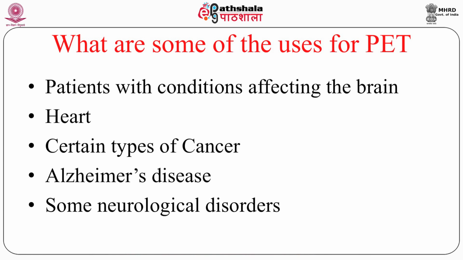What are some of the uses of PET that we should know? For a patient with a condition affecting the brain, you can find out, as I am emphasizing on every slide, heart, certain types of cancer, Alzheimer's disease, some neurological disorders. Now, what is left out? You can have applications in cardiology, in neurology, in oncology and other types of disease. So, this is where there are certain uses of PET.